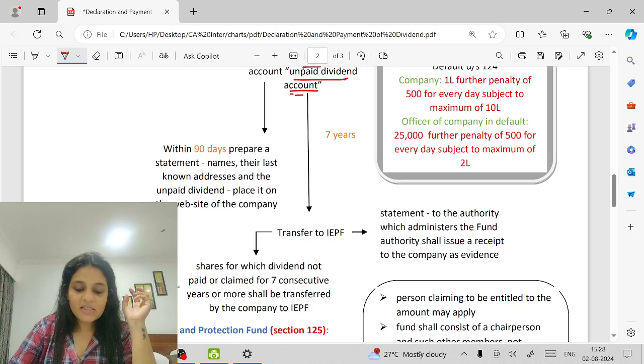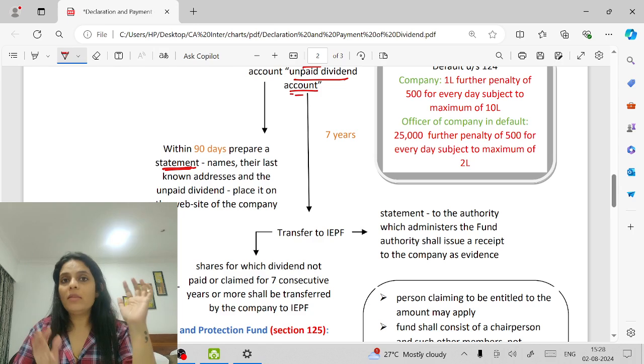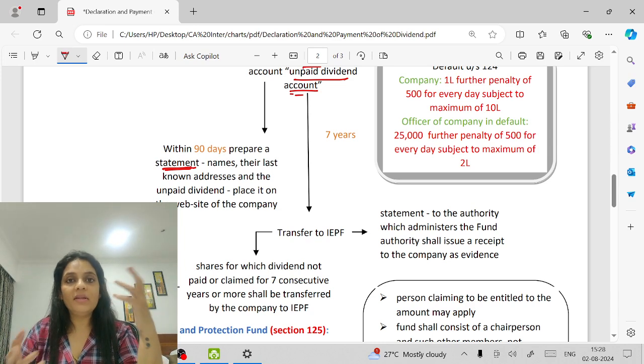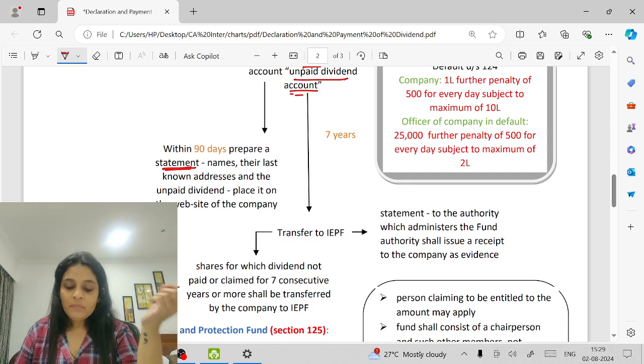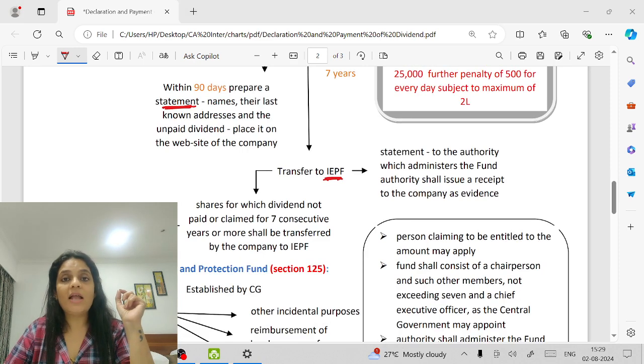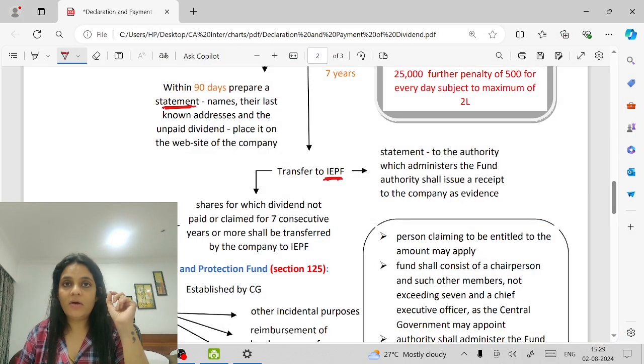Within 90 days of the transfer, I will make a statement giving the name, the last known address, and the amount of dividend that is unclaimed, and I will put it up on the website of the company, so that if anyone has not received it, they can check whether they have a right to claim the money from the company. Here, the money stays for 7 years. Anyone who has a right over this money can claim it within the 7 years. After the 7 years, if any money remains unclaimed, it will be transferred to the Investors Education and Protection Fund.